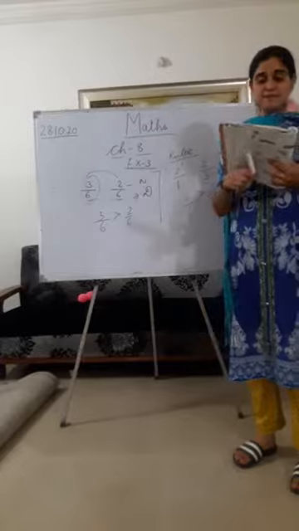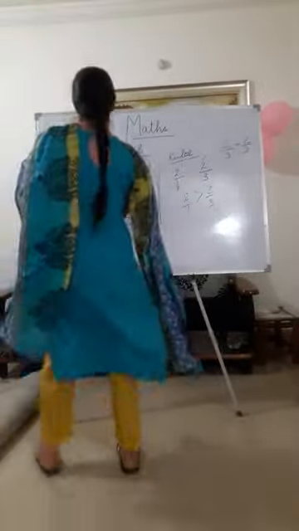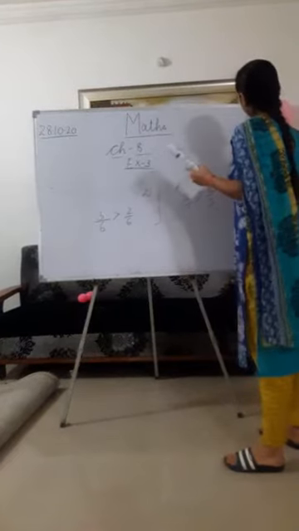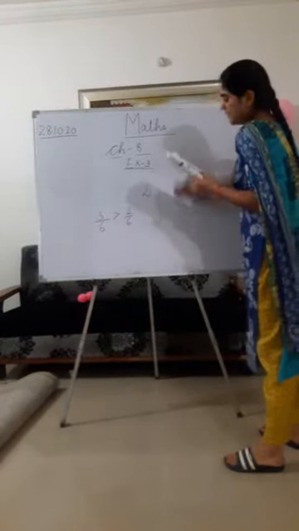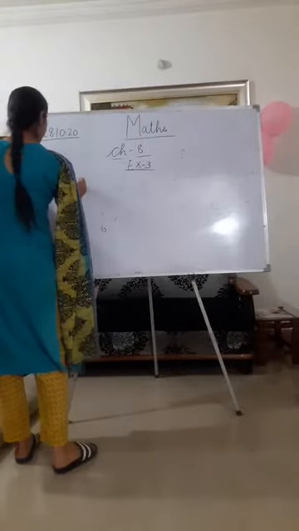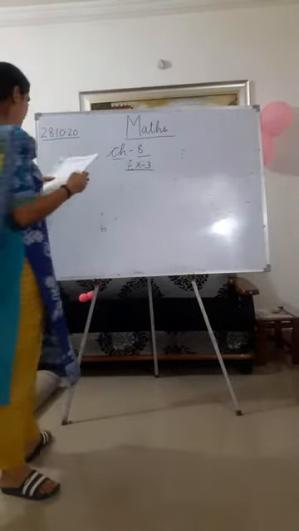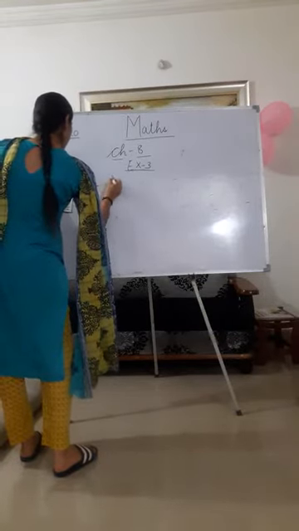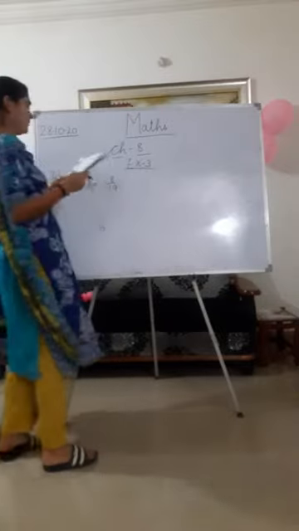Okay, let's come to exercise number 3 now. Question number 1, circle the greater fraction in each pair. What you have to do? You have to find out the greater fraction and then you have to circle it. Let's do question number 1. I will explain part A. Circle the greater fraction in each pair. 8 upon 15 and 8 upon 19.